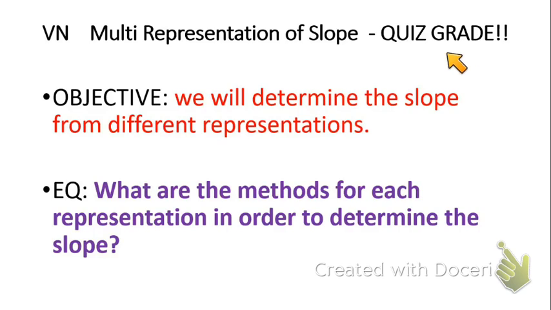Don't forget that this is a quiz grade. Your objective: we will determine the slope from different representations. Your essential question: what are the methods for each representation in order to determine the slope?